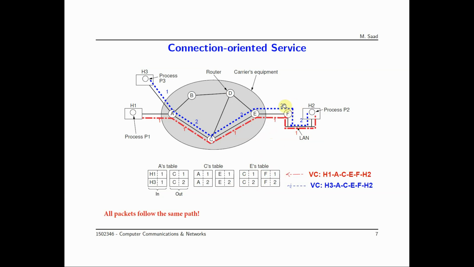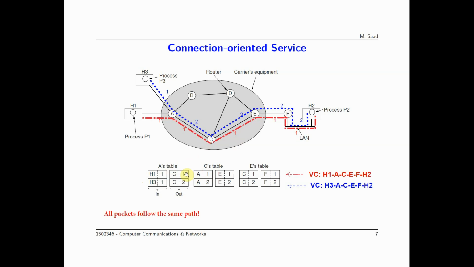So eventually the packet will arrive at F, and now F will do the last step of sending the packet locally along the local area network, along the LAN, to the final destination. But we understand from these tables how the packet is going from router to router based on the table entry and based on the virtual circuit identifiers.